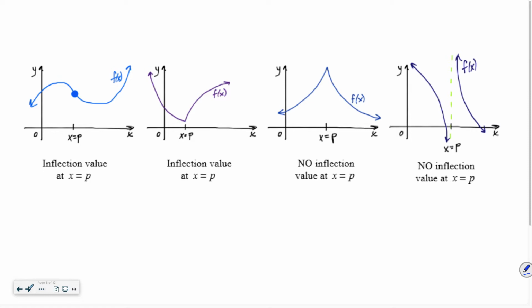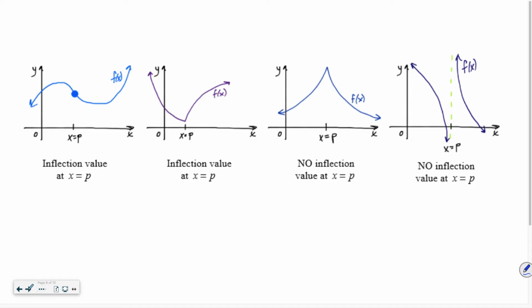Same thing over here. We have an undefined, and an asymptote is never going to be a point of inflection, because it's not a point. But I want you to notice that even though we change concavity here, this is concave down, this is concave up, an asymptote can't be a point, and so we're not going to have a point of inflection at that point.